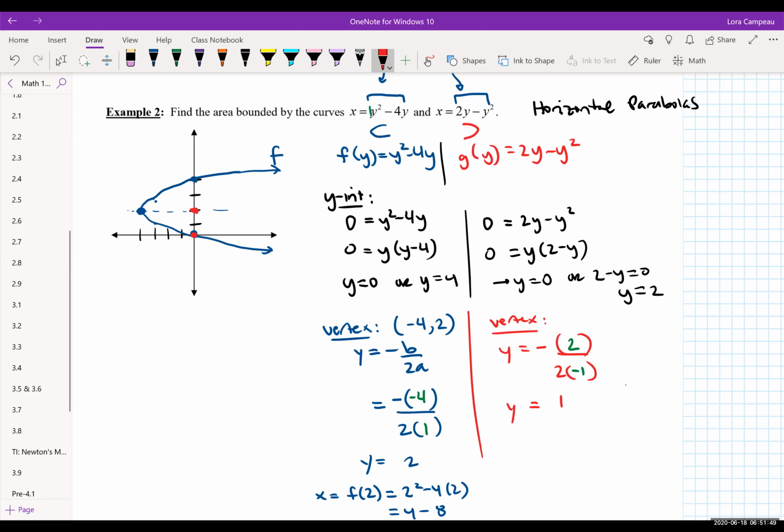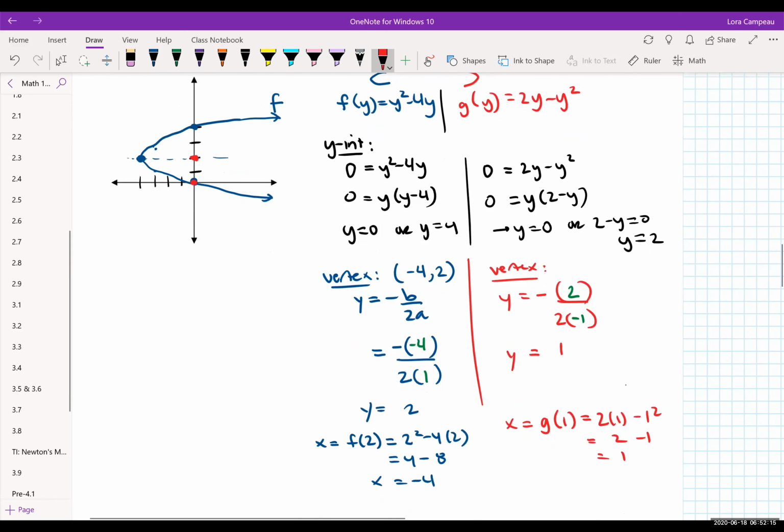Now, if you want to find the x value of the vertex, same story. X is equal to the function evaluated at, oh, shouldn't it be f? I think we called that g. So we have g of 1. So that's 2 times 1 minus 1 squared. Or we have 2 minus 1, which is a 1. Oh, so our x value and y value of the vertex end up being the same, 1 comma 1. And so what we end up having, you want to plot it for yourself.